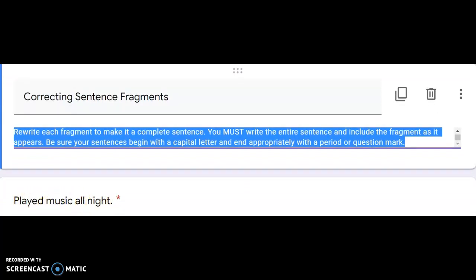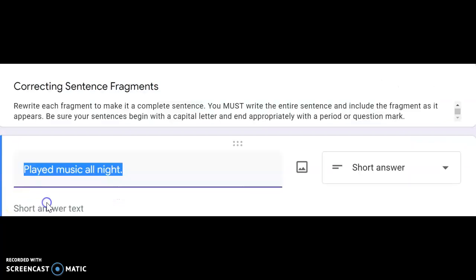Don't take words out. Don't rearrange the order. Don't change the form of the word played. If I have played, don't change it to plays, playing, will play, whatever. I need to see these exact words, played music all night, in your new sentence. These words in this order. You just need to add the subject or the predicate, whatever it needs, front or back, capitalize and punctuate correctly. All right.